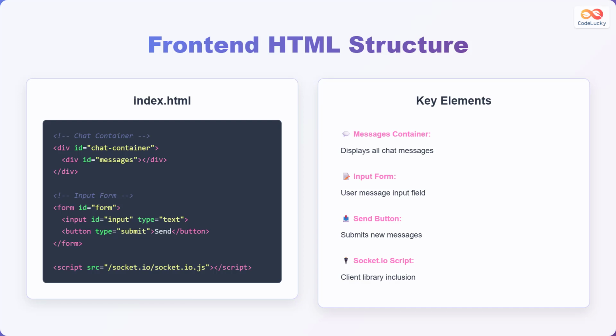/socket.io/socket.io.js. There are key elements in the structure. The messages container displays all chat messages. The input form is a user message input field. The send button submits new messages, and the Socket.io script includes the client library.